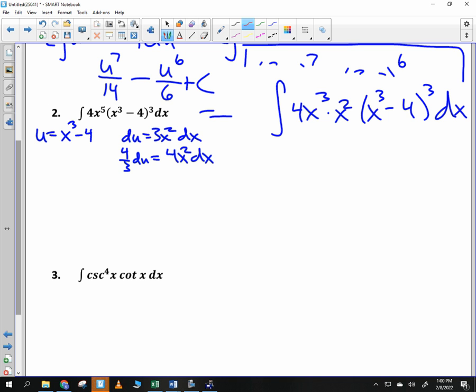Okay, so we've got 4/3 du. I got 4x squared dx, so I'm going to cross stuff off. 4 is gone, x squared is gone, dx is gone. So 4/3 integral du. Now what?